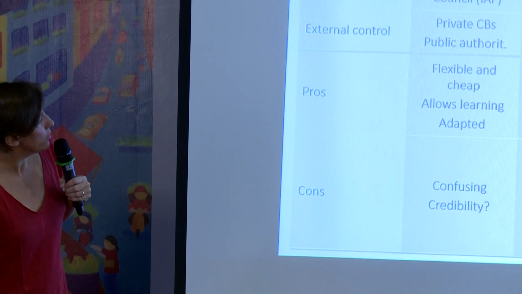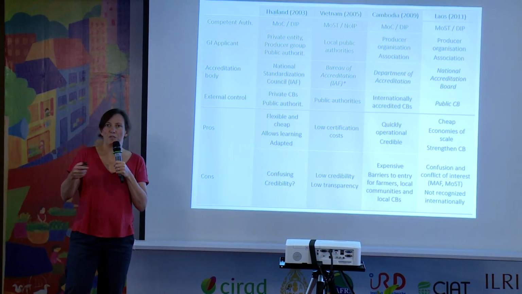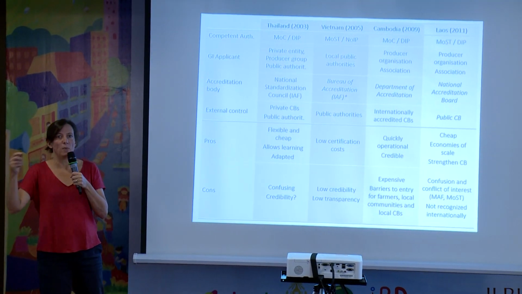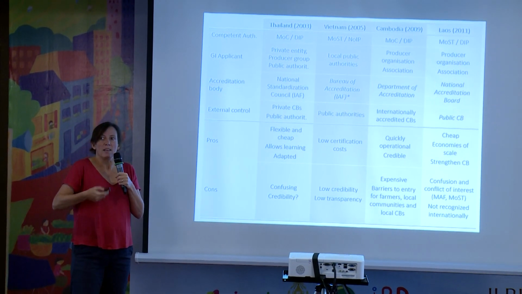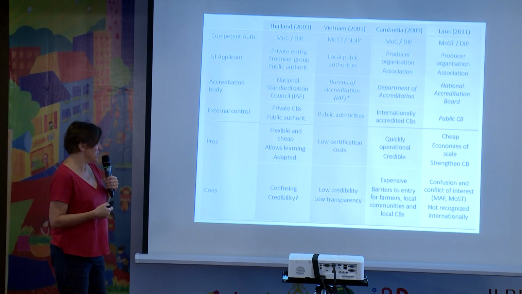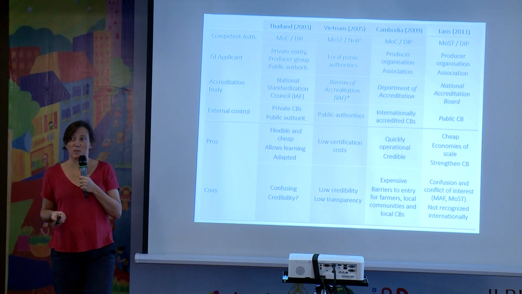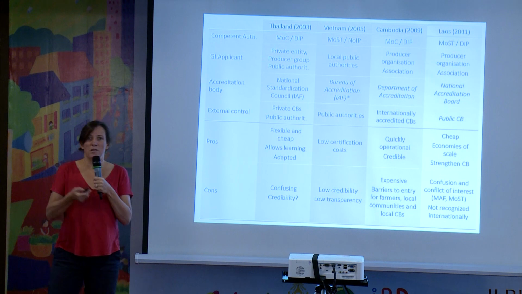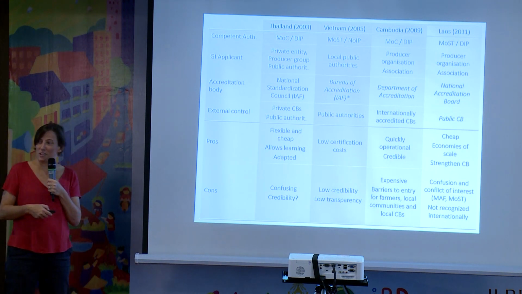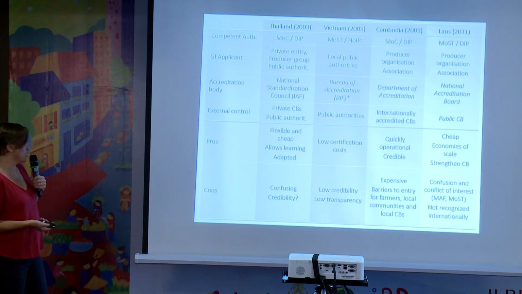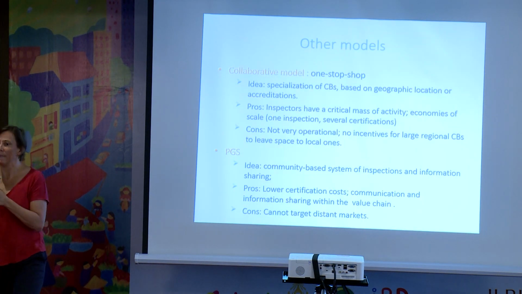And finally, Laos, it's cheap. There could be economies of scale if the Laos certification body inspects organic and GIs at the same time. It could help strengthen its capacities. But for the moment, there's confusion and there might be conflict of interest between the different ministries, as the Ministry of Agriculture performs certification and the Ministry of Science and Technology is in charge of certification. And there's no recognition. Almost done.